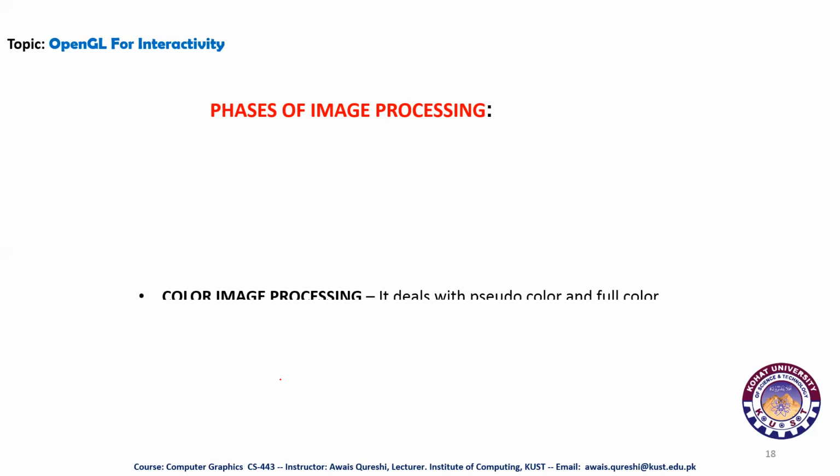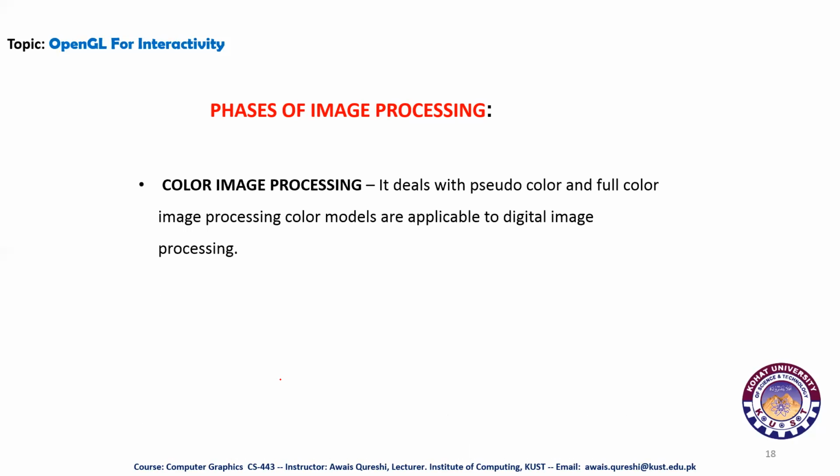So let's move on and see what the phases of image processing are. The third phase is called color image processing. It deals with pseudo color and full color image processing, and color models applicable to digital image processing. First of all, we should know what a pseudo color image or full color image is. A color image that does not directly render the colors of the original image from individual red, green, and blue color values is called a pseudo color image.